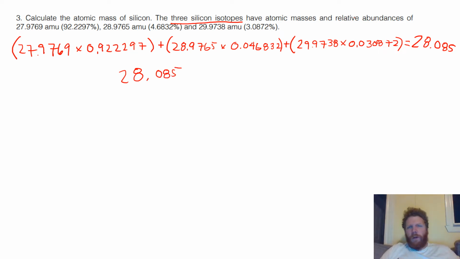28.085. And if you compare this question to our first question, the most abundant isotope is approximately 28 AMU, and our answer came out very close to 28. So it's not too difficult, it's basically the same process.